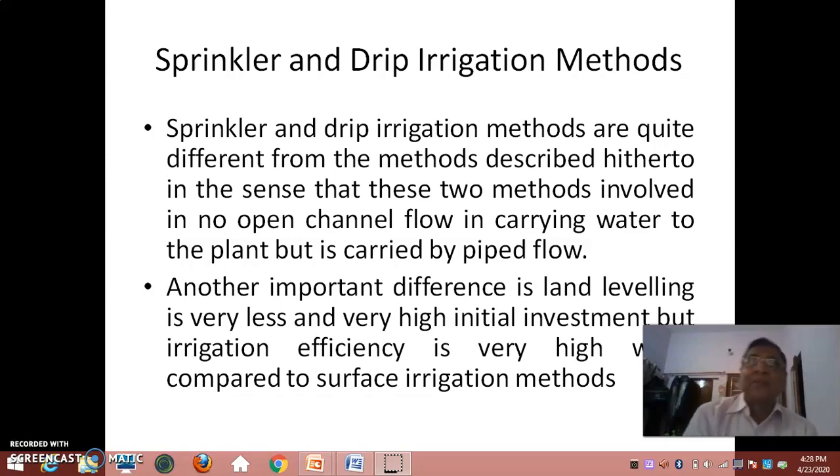For example, if with a given discharge of water it is irrigating around 1 acre or 1 hectare, then with these methods you can double that area, more than 50% or 60%. In fact, in some places it is 2 times, 3 times more than the normal flow irrigation, that is surface methods. So these are some of the advantages. Of course, some disadvantages also, except that high initial cost; there is not at all any disadvantage.